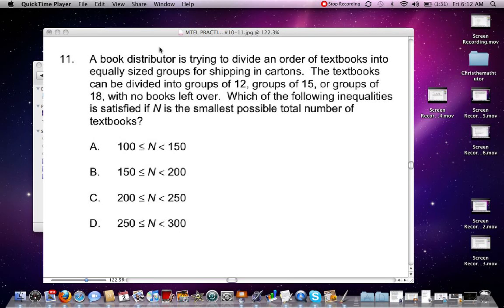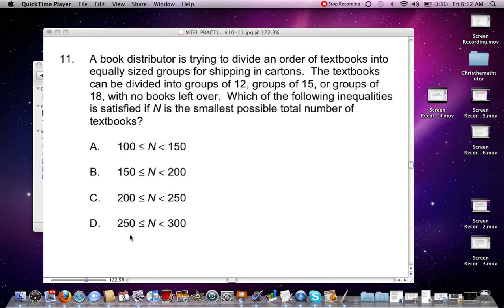Number 11. A book distributor is trying to divide an order of textbooks into equally sized groups for shipping in cartons. The textbooks can be divided into groups of 12, groups of 15, or groups of 18, with no books left over. Which of the following inequalities is satisfied if n is the smallest possible number of textbooks?